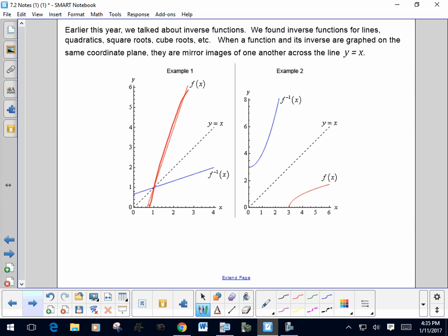If we found and graphed the inverse of that function, it would be this blue line, f inverse of x. This other one happens to be a square root function, f of x. If we found the inverse of that and graphed it, it would be this quadratic, f inverse of x. So that's from way back in Unit 1.